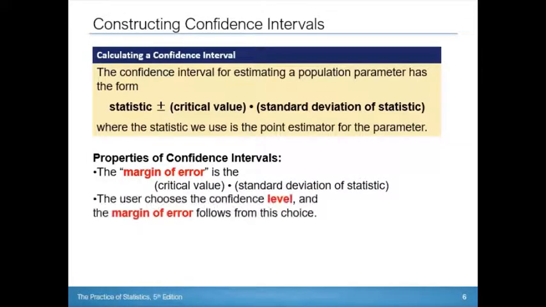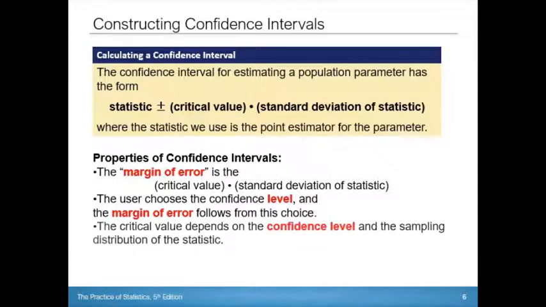So you choose the confidence level: 95%, 90%, 96%, whatever you want to choose. And the margin of error sort of follows from that. All right, the critical value is going to really be based on your confidence level. The standard deviation of the statistic is not based on the confidence level.